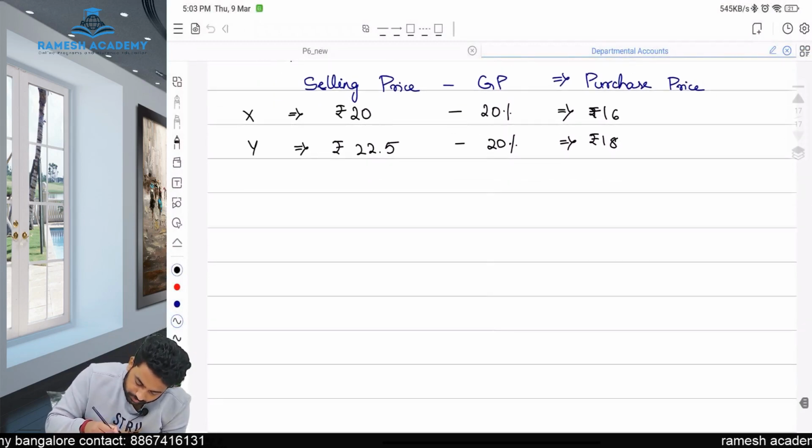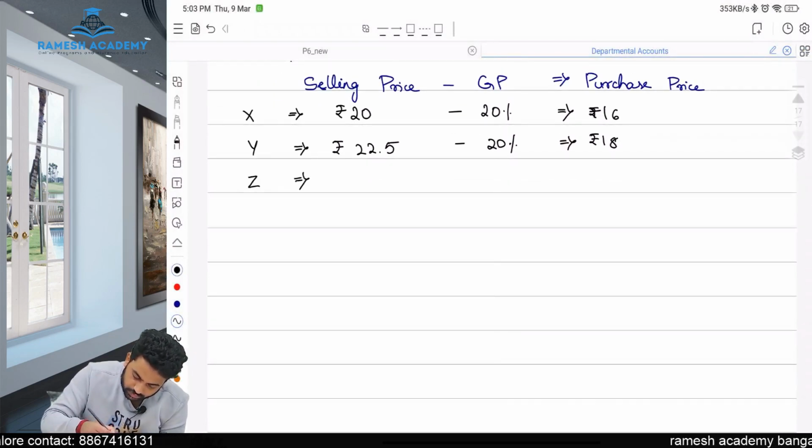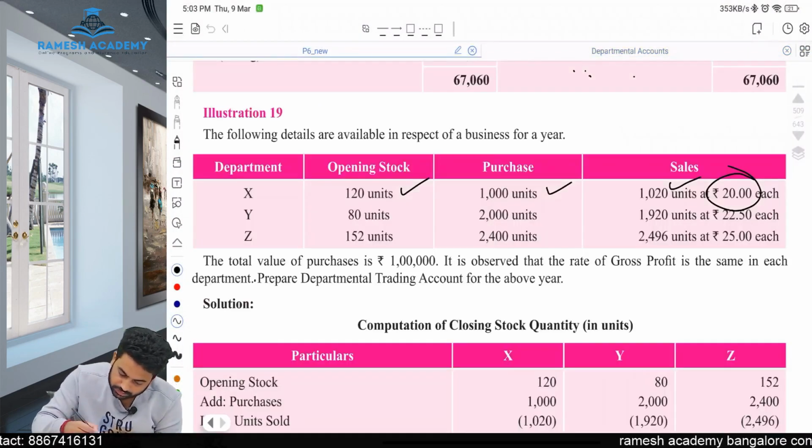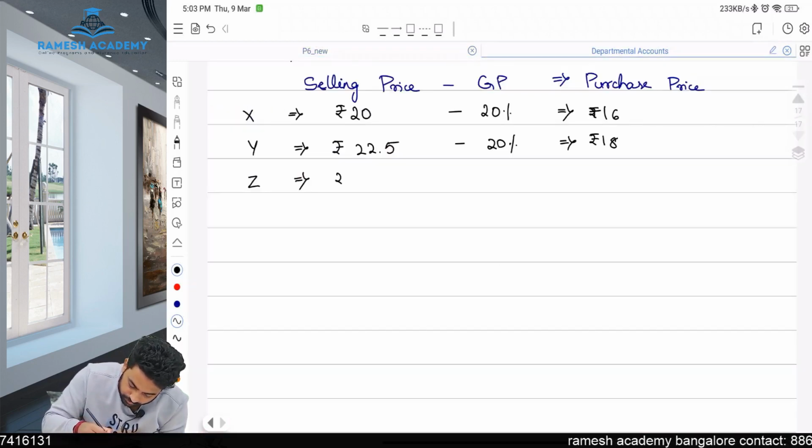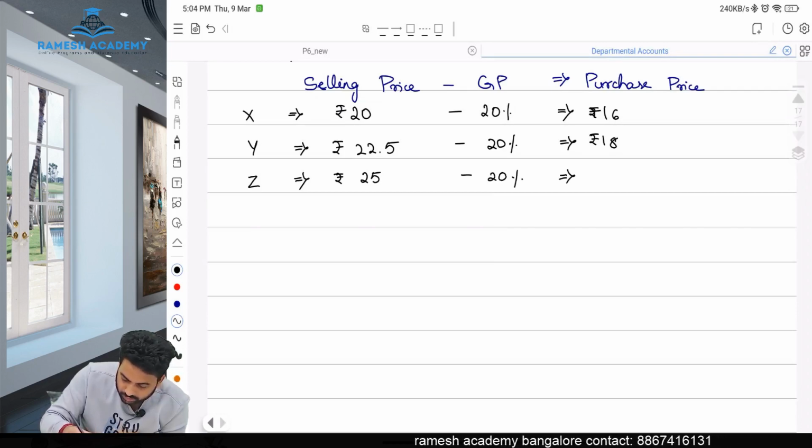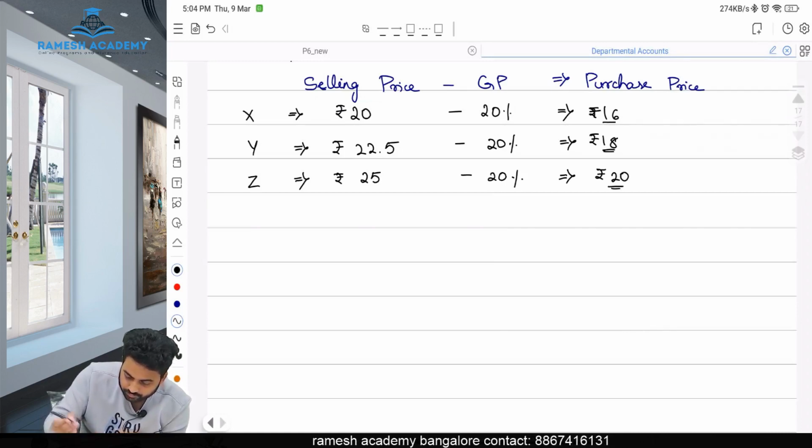Next is Z. The unit is sold at what price, sir? Unit is sold at 25 minus 20%. The purchase price is rupees 20, sir. Purchase price is rupees 20. Okay.